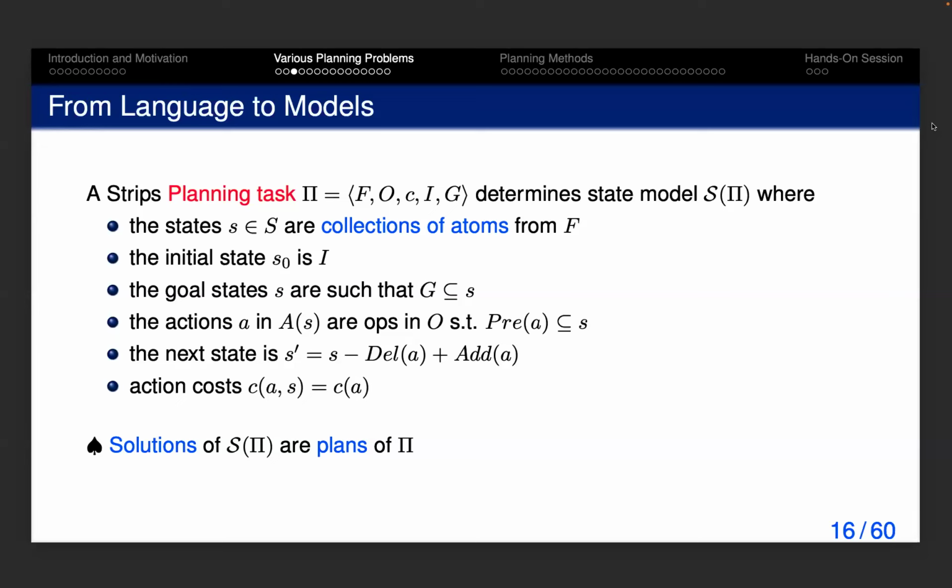You have your actions that are in operators O such that the preconditions are met. So these are applicable actions. And you also determine what the next state is by taking S, adding all the add effects, and then deleting the delete effects. And here, the cost of the actions is only determined by the action and not the state. So the solution of the planning model would be all the plans for your planning task.